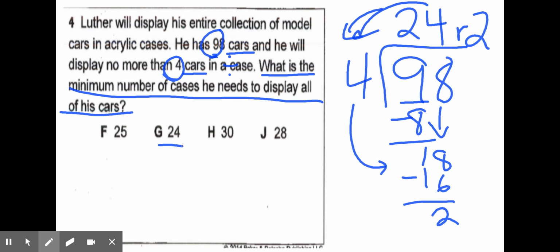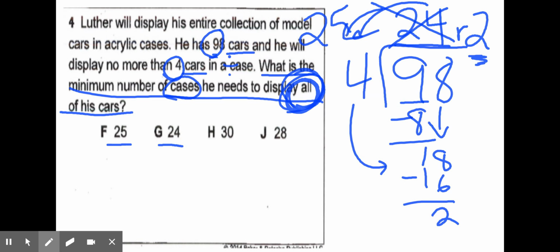24 is a choice. Now, usually 2 would be a choice. They didn't do it this time. And 25 is a choice. So we have to ask ourselves, if he's putting these cars in these cases and they want to know how many cases so that all the cars get put in a case, if I pick 24, you're going to have 2 cars that don't get to be in a case. So since it said all of them need to be put up, we are going to bump up our 24, and we just bump it up one time.